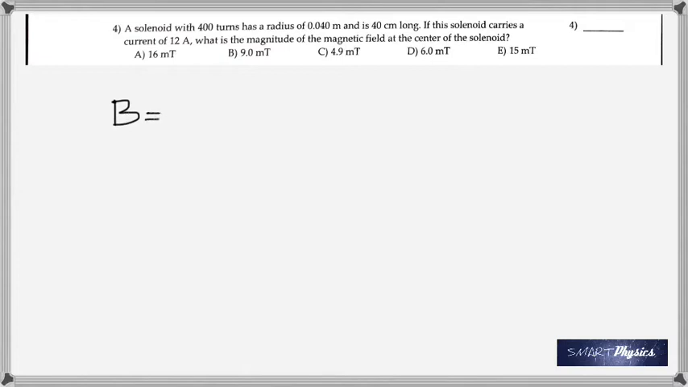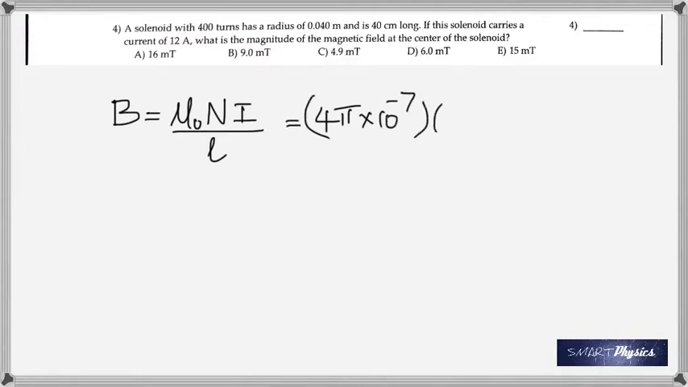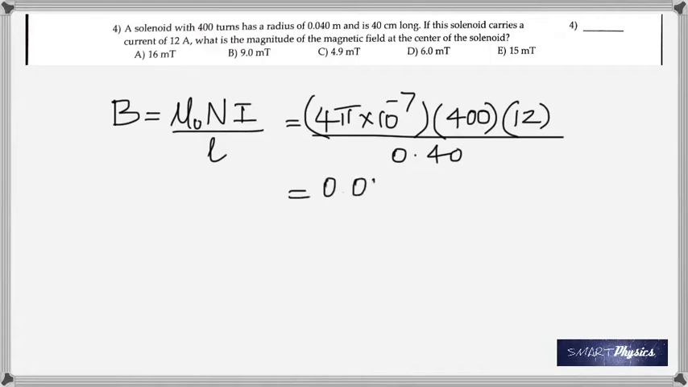Number 4, a solenoid, 400 turns, radius given, length given. Find the magnitude of the magnetic field. Straight question, direct substitutions, and you will get the answer as 0.015 Tesla, which is 15 millitesla.